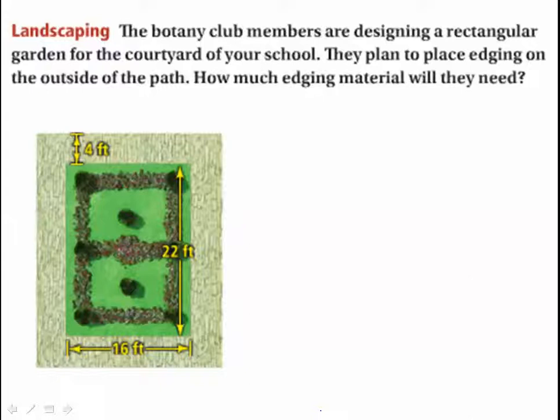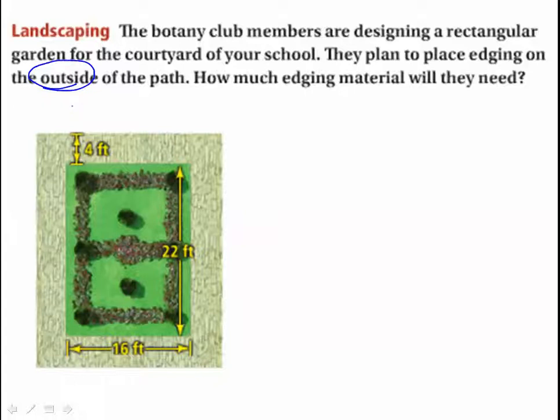In our first problem, we see that we are looking at a rectangular garden. It says the botany club members are designing a rectangular garden for the courtyard of your school. They plan to place edging on the outside of the path. The key here is it says outside. Outside indicates that we're looking for the perimeter. We want to edge the outside. How much edging material will they need?